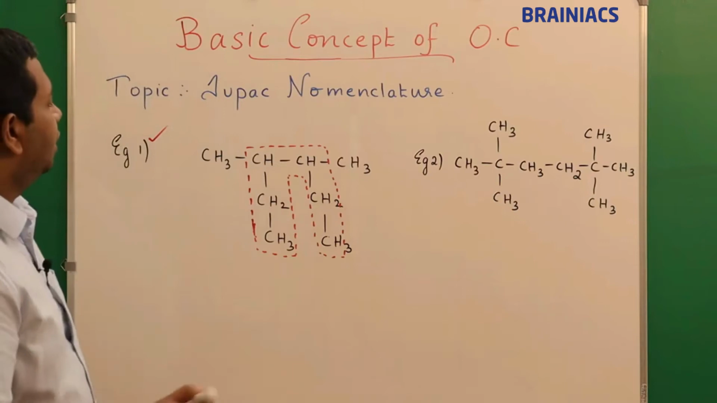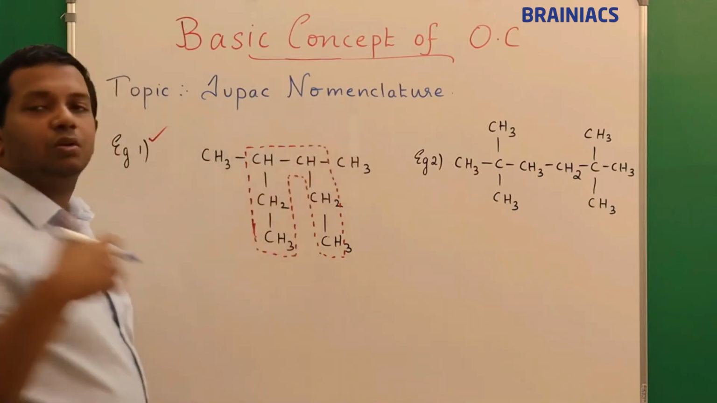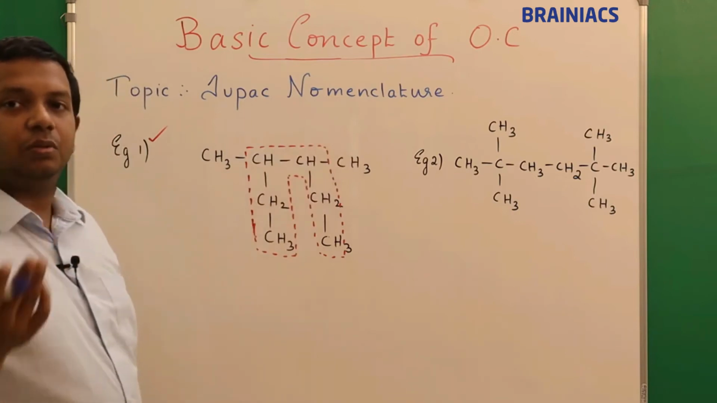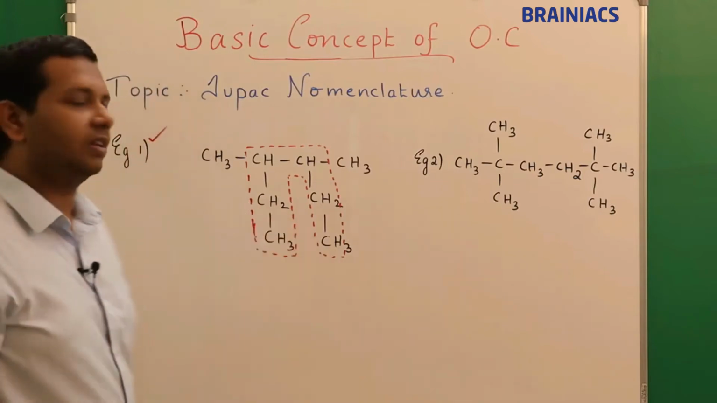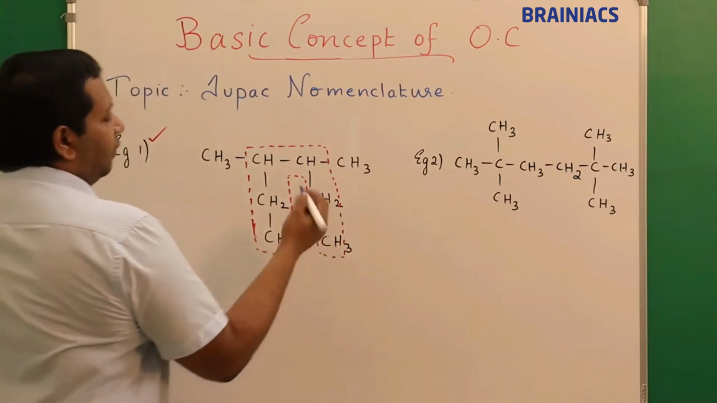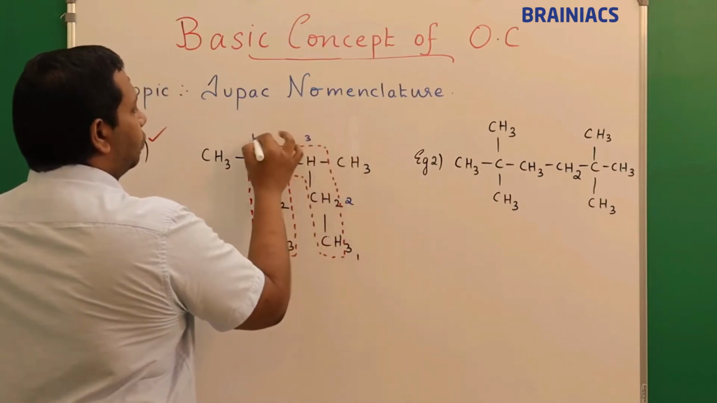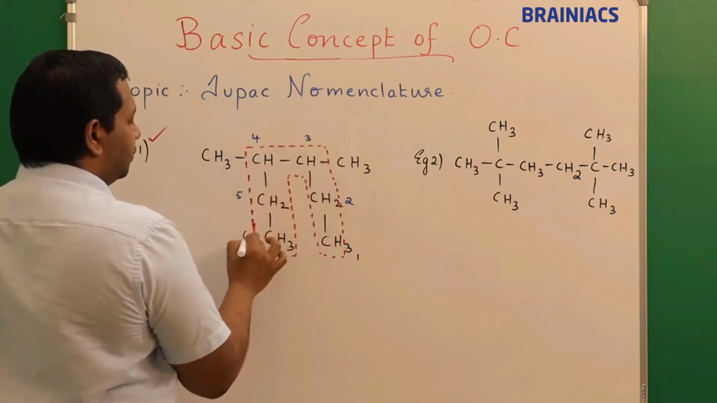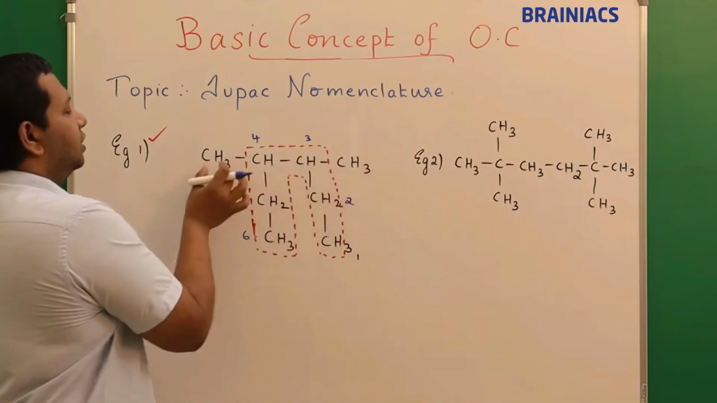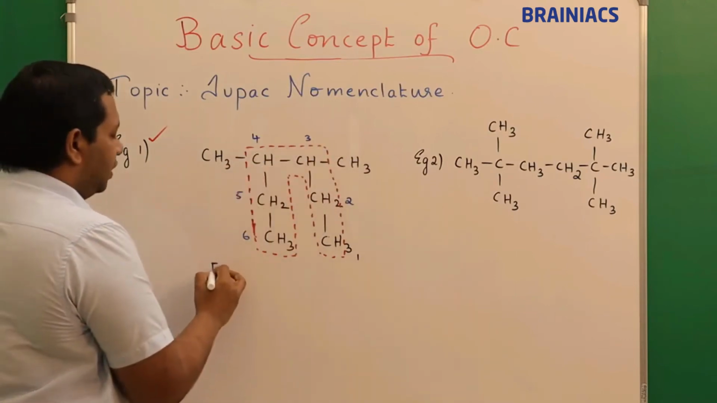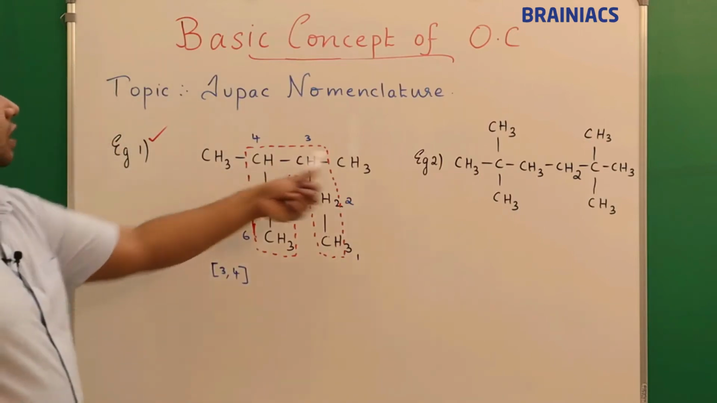On numbering, we know that only substituents are there outside this. Now we need to do the numbering in such a way that the substituents get the lowest possible number, because there is no functional group or multiple bond present. If I number it this way, 1 2 3 4 5 6, what are the locants for the substituents? Here one CH3, here one CH3. The locants are 3, 4, and both are methyl groups.